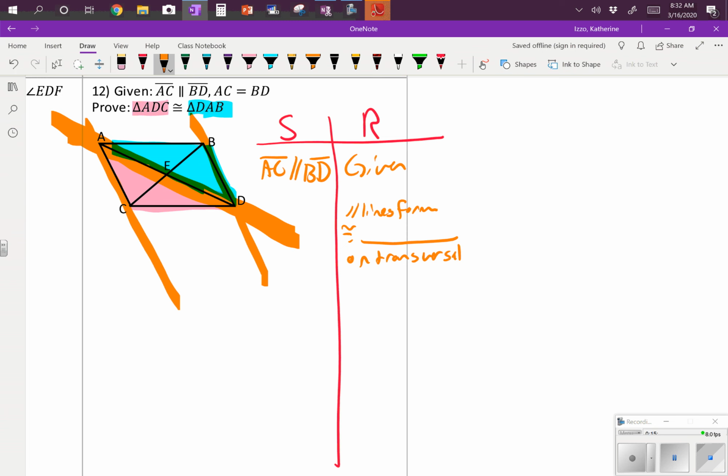If we notice, both triangles are inside the parallel lines. Because both triangles are inside the parallel lines, we're going to call them alternate interior angles.